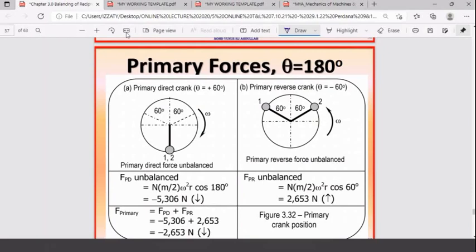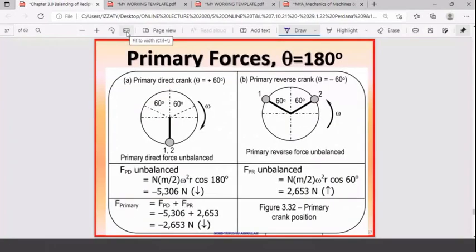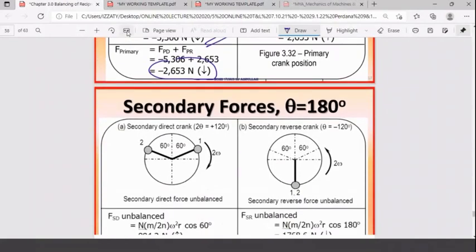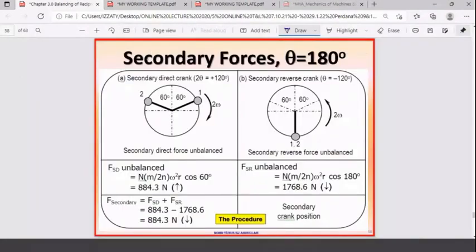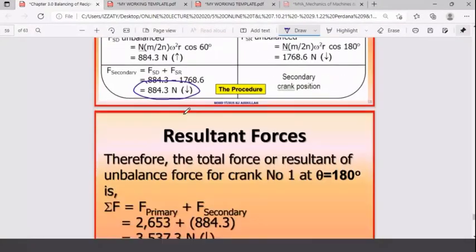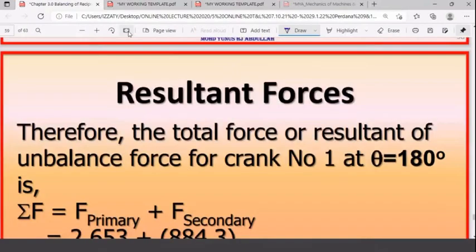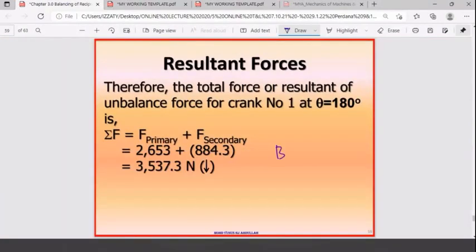Same thing for this one, which is pointing downward. You have to do it 2 times, because one is pointing upward and one pointing downward, representing the other bank. So pointing downward, you have this number. You do the same for primary, you have this one pointing downward. Then you add up together and you will have as such. Remember this one is bank 2, pointing downward.